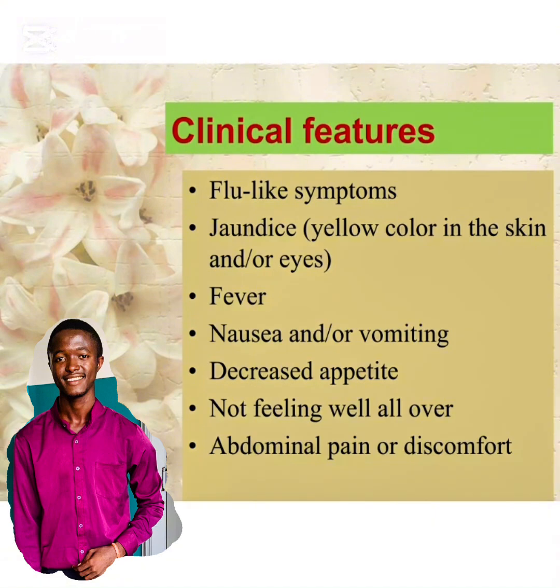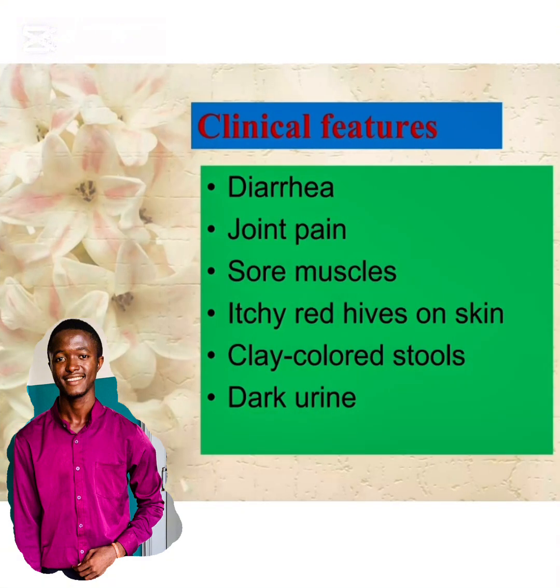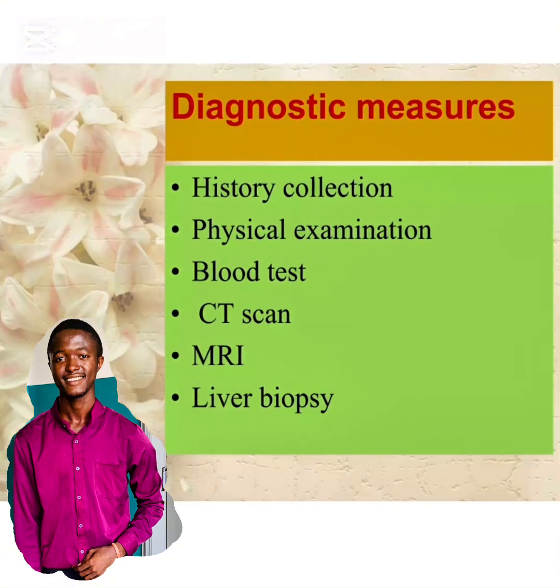Now, for the clinical features, we also have flu-like symptoms, jaundice, fever, nausea, decreased appetite, and not feeling well all over. Also, abdominal pain or discomfort can occur for hepatitis E. Of course, as we have earlier seen that it has no vaccine, we need to be very careful with hepatitis E as well. Clinical features continue with diarrhea, joint pain, sore muscles, itchy red eyes and skin, clay colored stool, and dark urine.